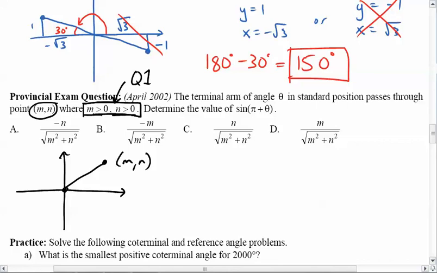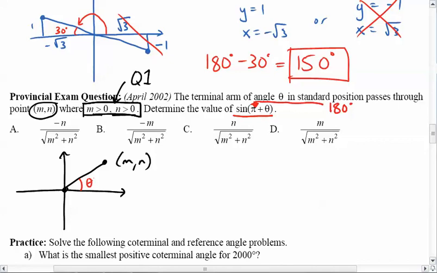So now it's asking me to find the value of sine of pi plus theta. What is the pi doing there? The pi is just saying it's an angle in radians. Do you know what pi represents in radians? 180 degrees. So if this is theta, it's asking us to find out what is sine if we take theta and add 180 to it.